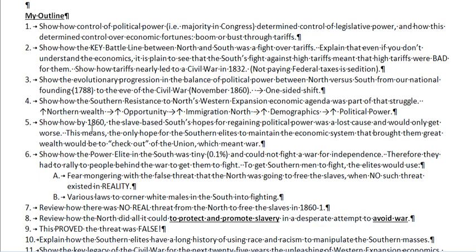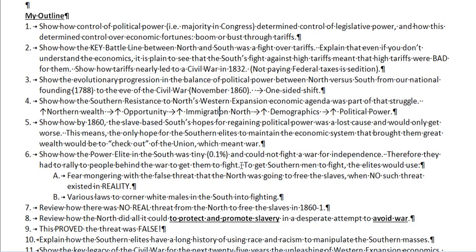Show how by 1860 the slave-based South's hope for regaining political power was a lost cause and would only get worse. This means the only hope of the Southern elites to maintain their economic system that brought them great wealth would be to check out of the Union, which meant war. Show how the power elite in the South was tiny, less than 1%, and could not fight the war for independence. Therefore, they had to rally the people behind the war to get them to fight.